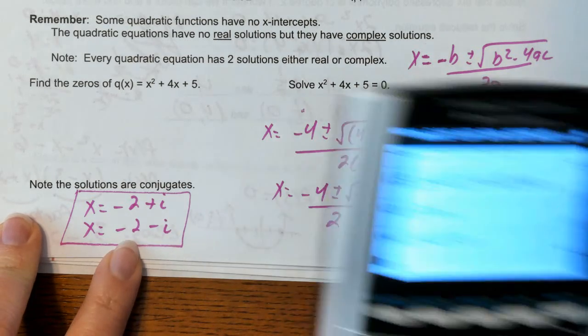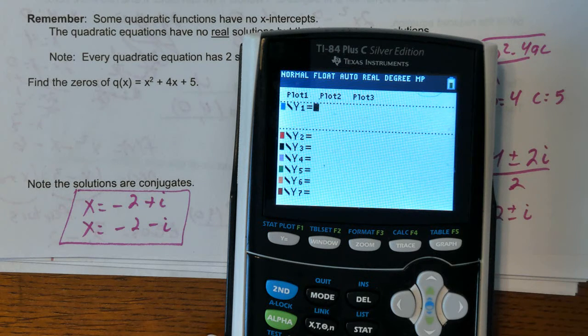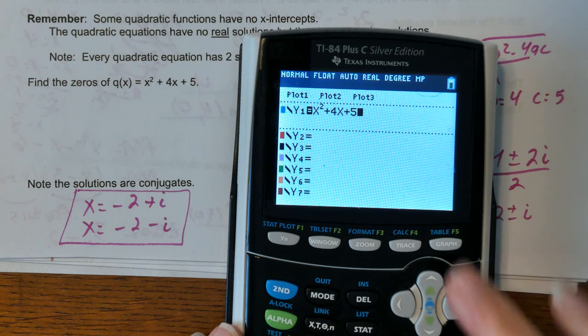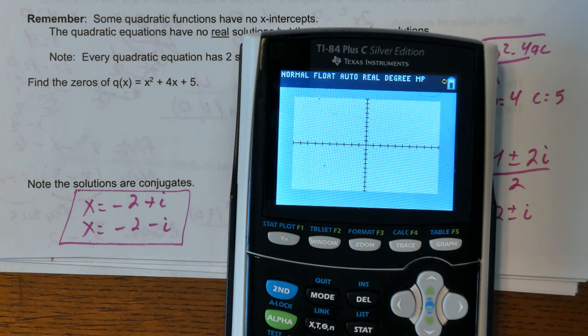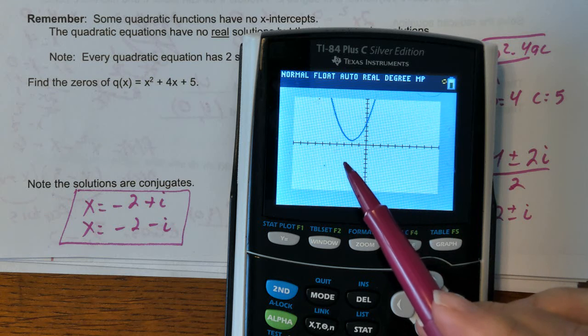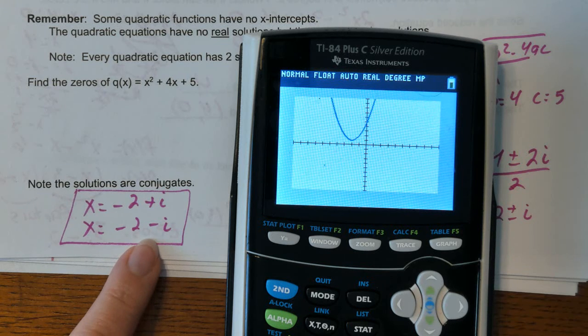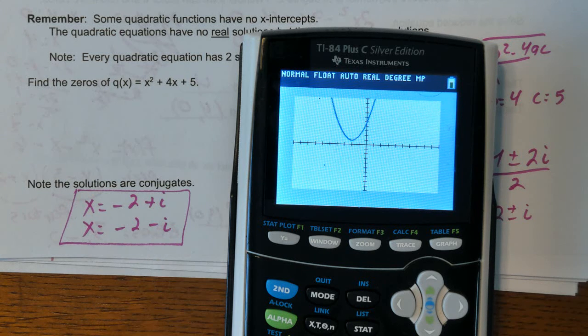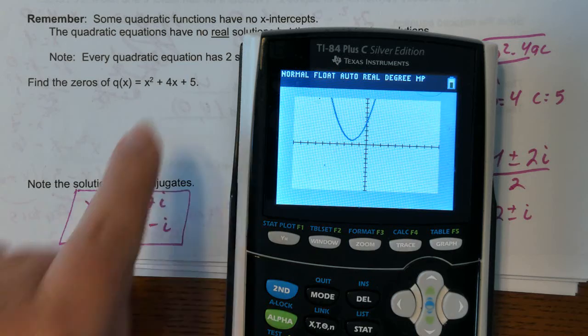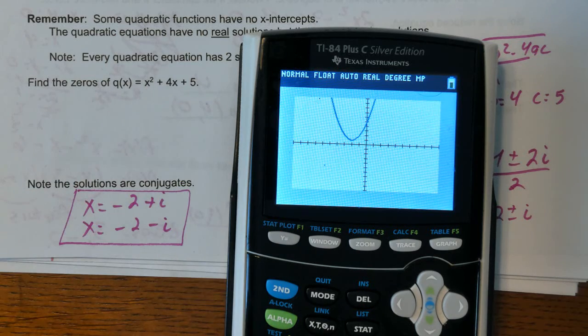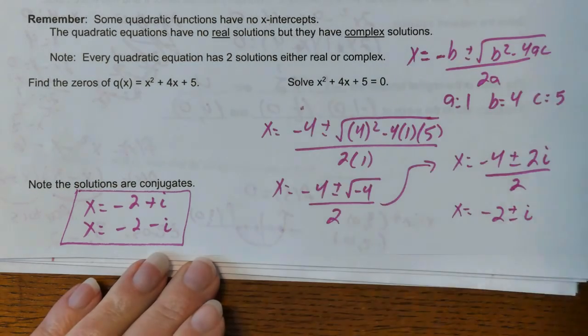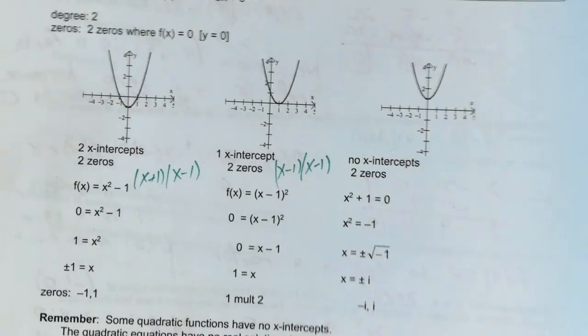Okay? Notice if I graphed this, if I graphed y equals x squared plus 4x plus 5, this graph does not hit the x-axis. It gets close, but it doesn't touch the x-axis. The reason for that is the zeros were imaginary numbers. There are no real numbers that we could put in for x that would make this equation equal 0. Okay? So we have complex zeros.